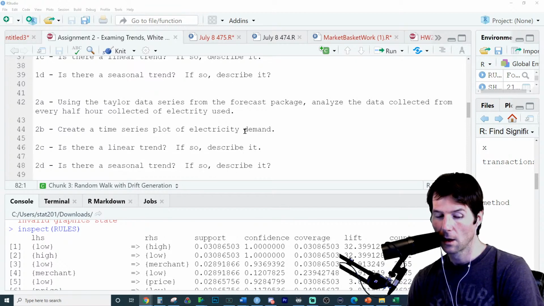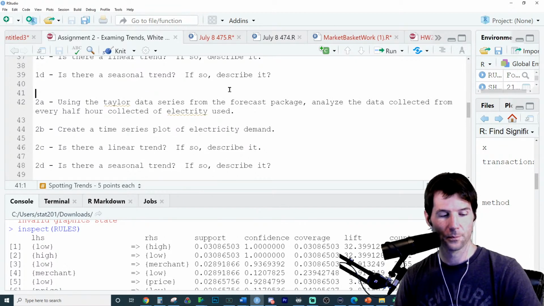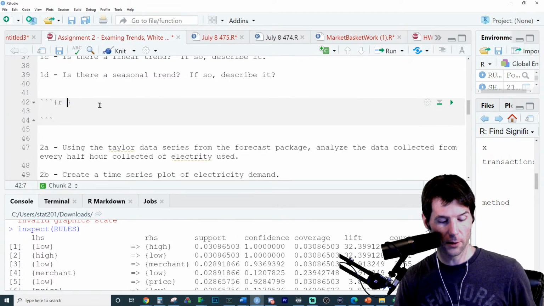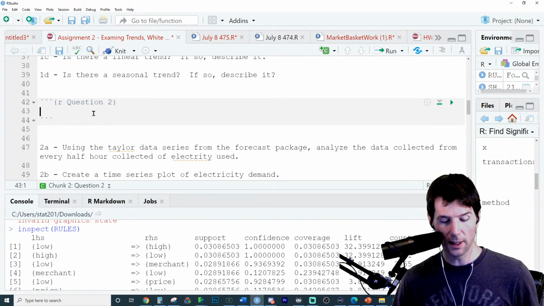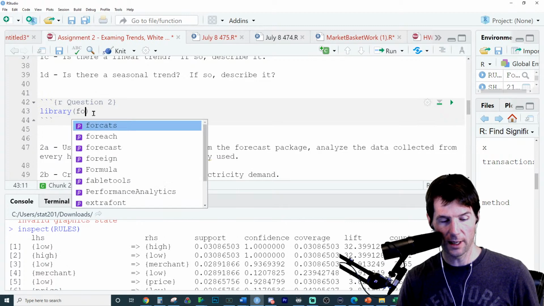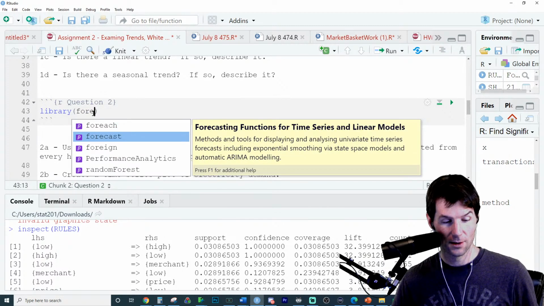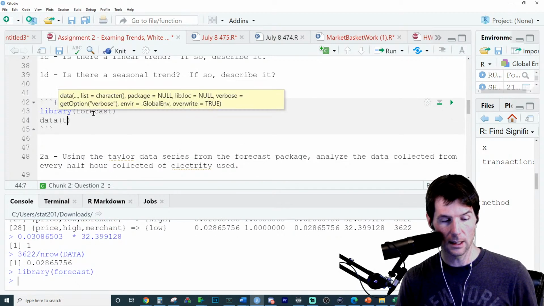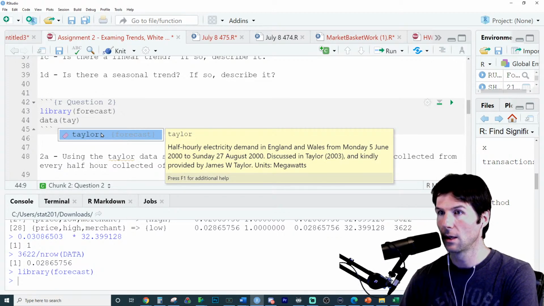That's what you do. So we have right here using the Taylor data series from the forecast package. Add in a chunk. Always add in your chunks right here. Let's go here to question 2. Library forecast. So here we are with library forecast data. If you do not see this, you do not have your library forecast loaded up.